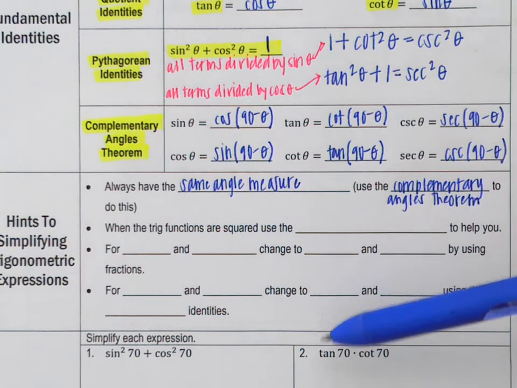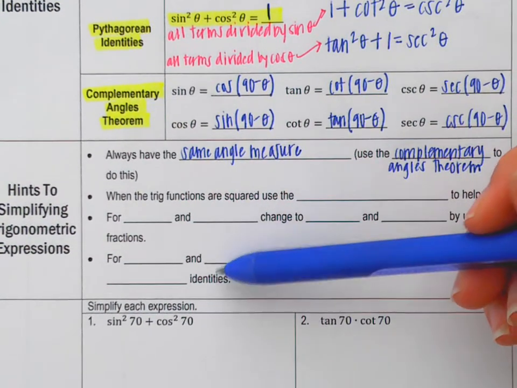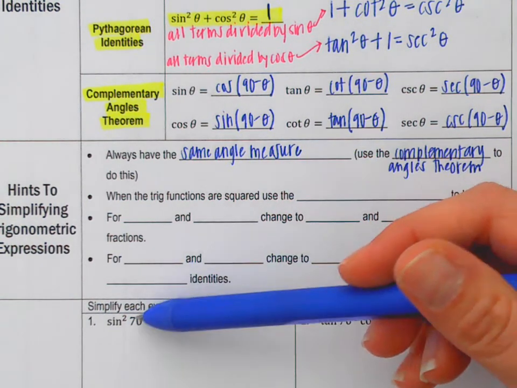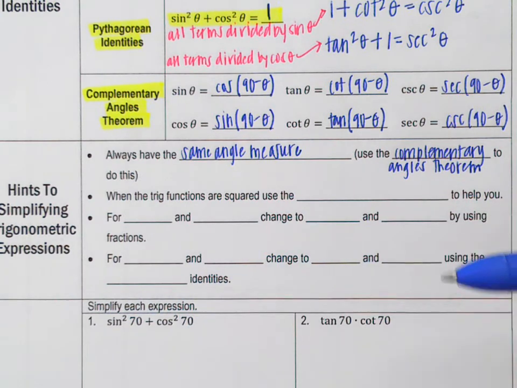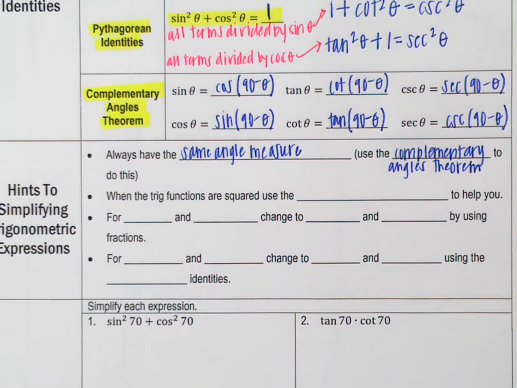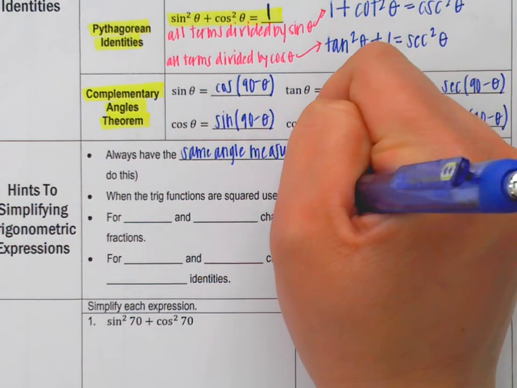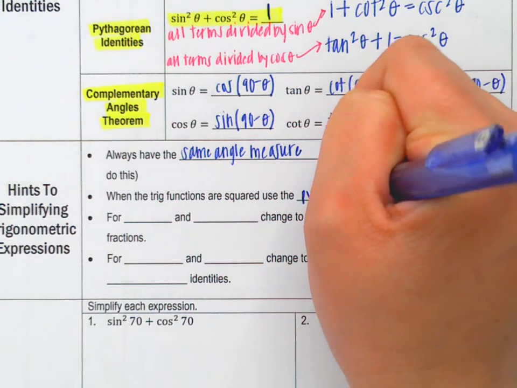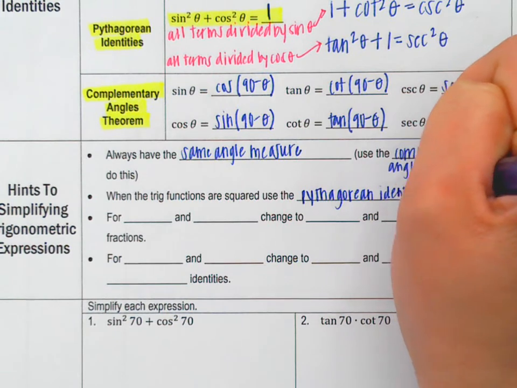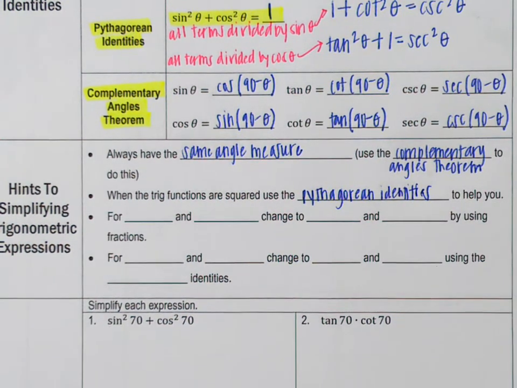So the next thing, this is the order I do things in as well. When we're simplifying an expression, we first make sure they have the same angle measure, which they do, these already do. When the trig functions are squared, use the Pythagorean identities. That should always be a big hint. Whenever you see anything squared, you should instinctively think, I've got to go to my Pythagorean identities and use those to help me.